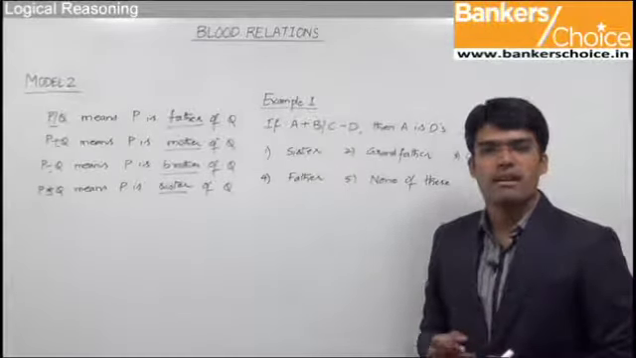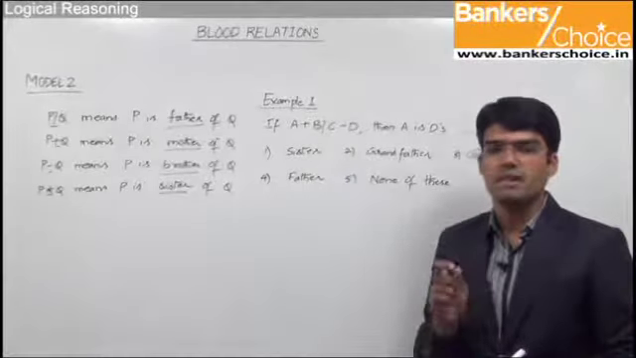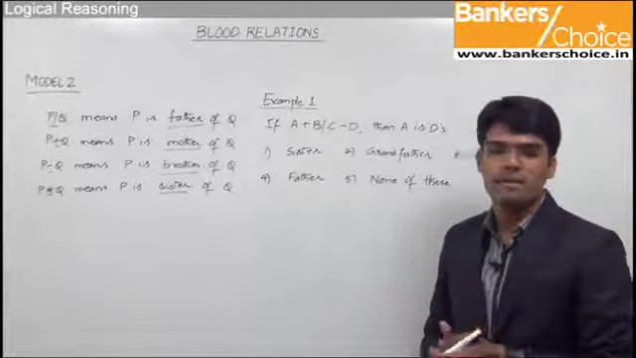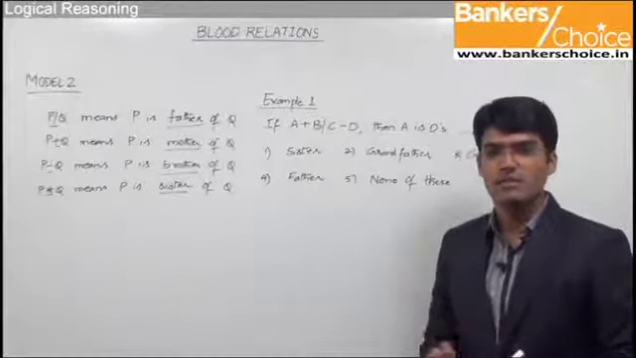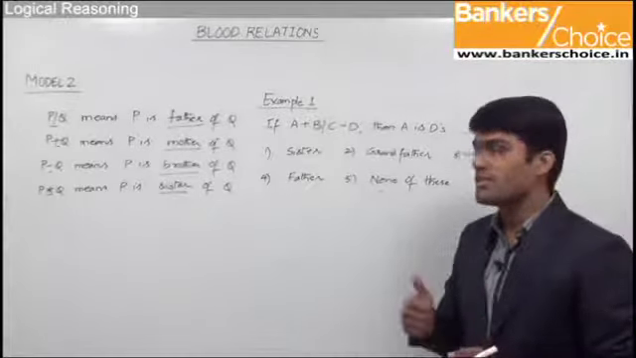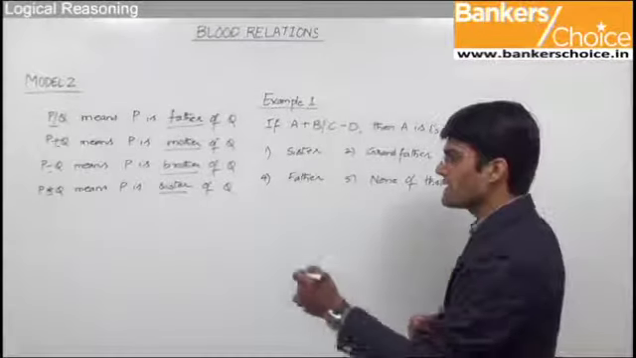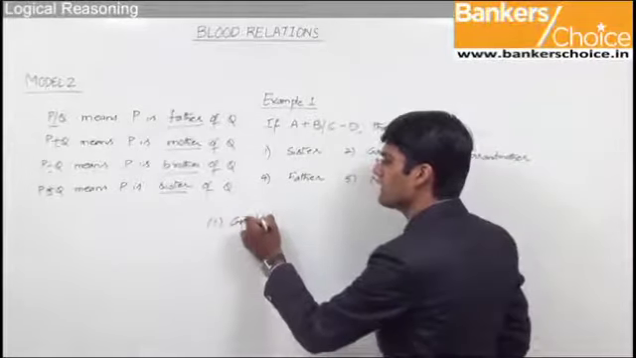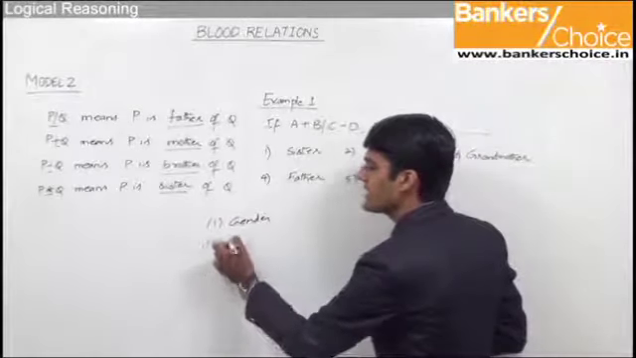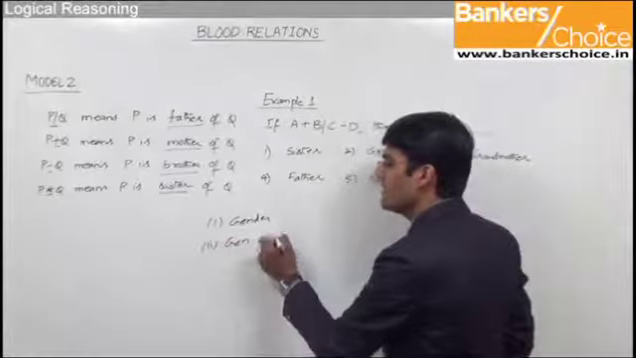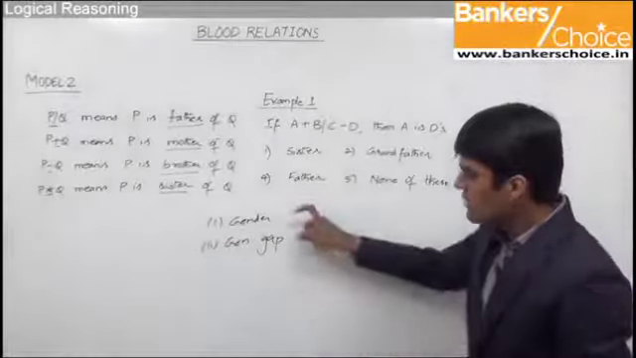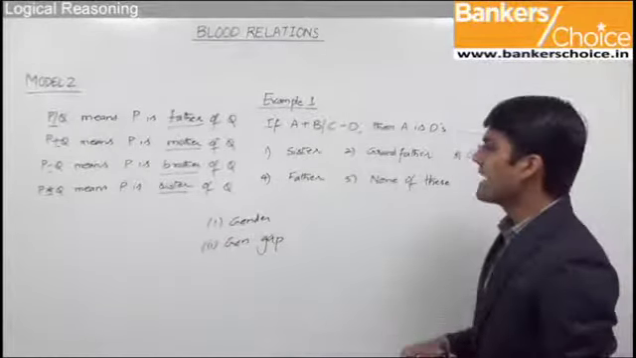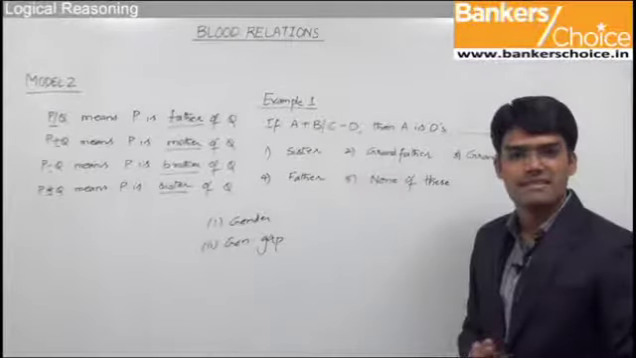If you remember, I had told you to take care of the gender and the generation gap between the two persons. So let us try to use these 2 points in solving such questions. The first point is we need to concentrate on the gender of the given person, and the second point is the generation gap between the two persons. So let us try to work on these 2 points and try to eliminate the wrong answers.